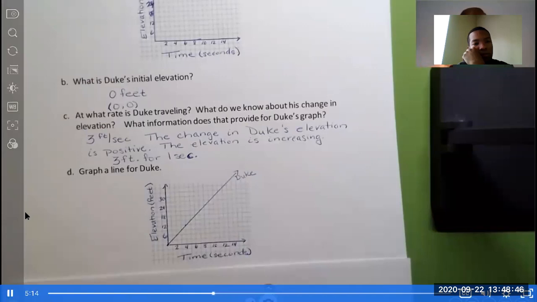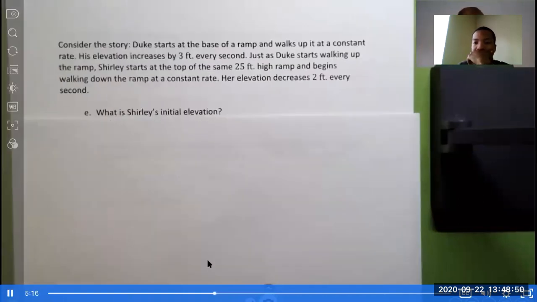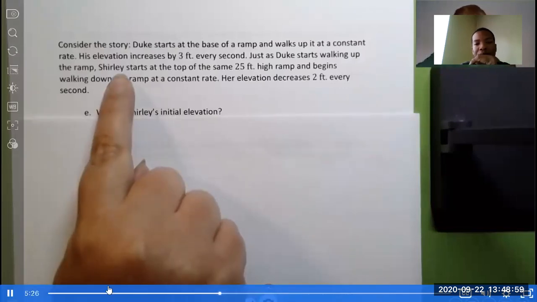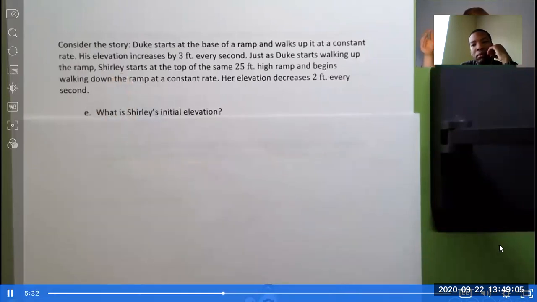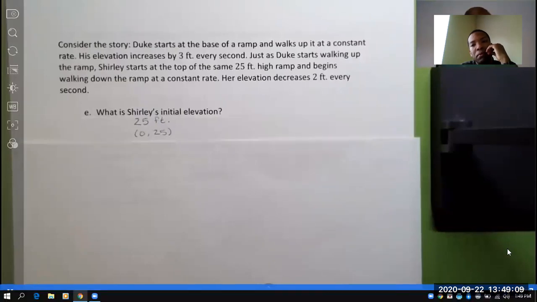Great job. Let's think about Shirley now. So we're going to use the same line of questioning with Shirley. What is Shirley's initial elevation? Well, right here it states that Shirley starts at the top of the same 25-foot high ramp. So she's starting at 25 feet. And that point would be 0, 25 because it's her initial amount. All right, so she's starting at 25.